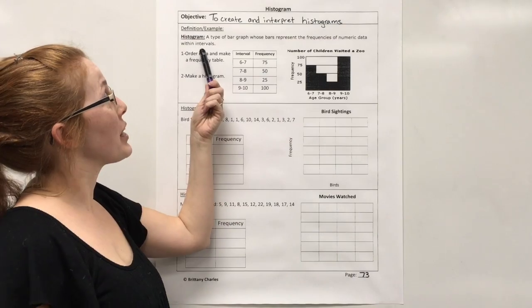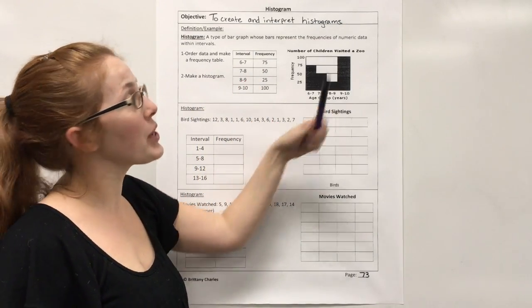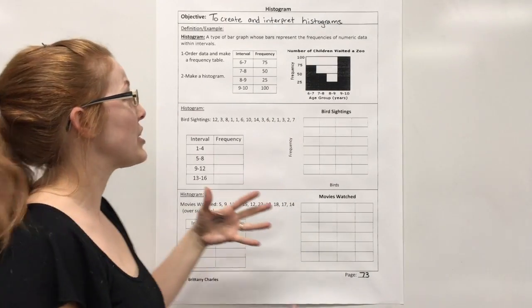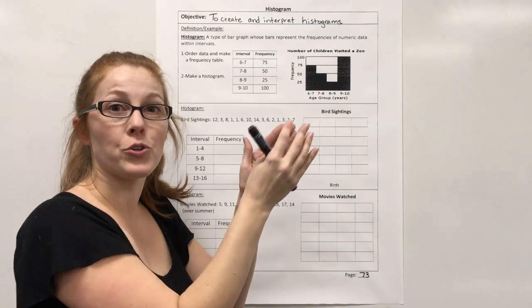Alright, well, a histogram is a type of bar graph whose bars represent the frequencies of numeric data within intervals. In other words, it shows how often there is a certain type of number or a certain group of numbers.